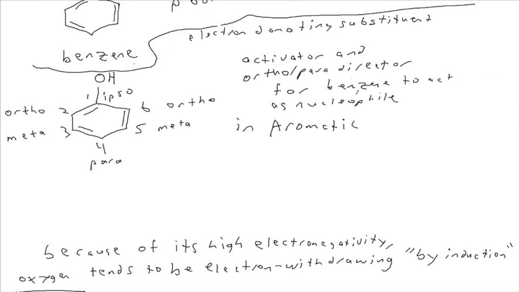Now, if the benzene is acting like a nucleophile, what role would the other molecule play? I haven't told you who the other molecule is, but if the benzene is acting like a nucleophile, what role would the other molecule play? Electrophile. So the reaction we've been discussing here is called electrophilic aromatic substitution. When benzene acts like a nucleophile, that reaction is called aromatic electrophilic substitution.